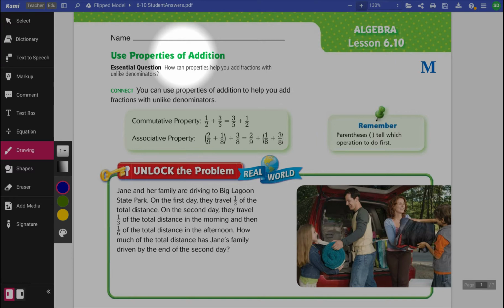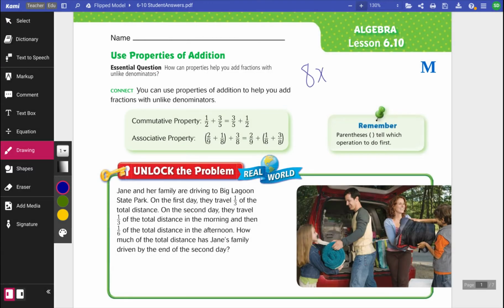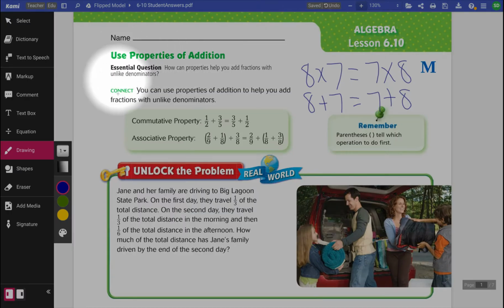One property we learned is that when multiplying or adding, the order of the numbers does not matter. That's the commutative property. And as you can see, that pertains to fractions as well. 1/2 plus 3/5 is the same as 3/5 plus 1/2.